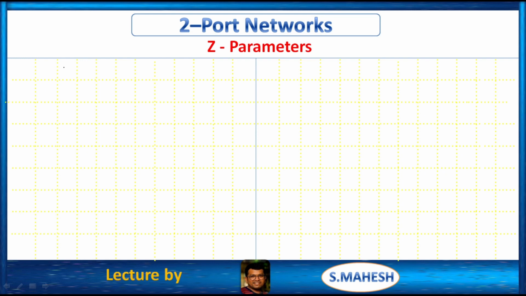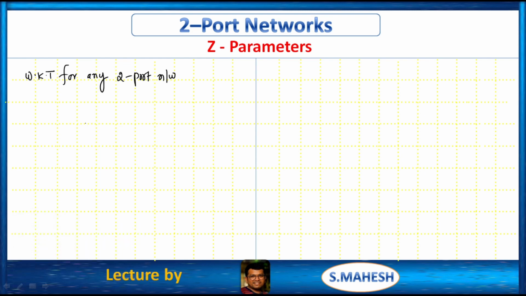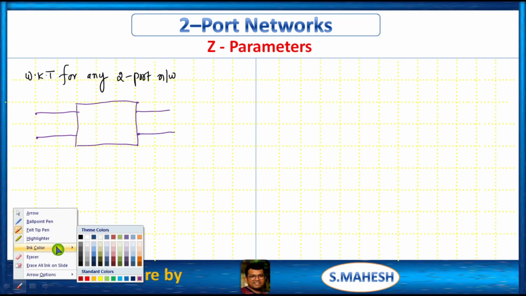Can start the discussion now. We know that for any two-port network, first we have to draw the circuit model. Let us say this is the rectangular box. In that we have a network, right? This is one port. This is another port, right?